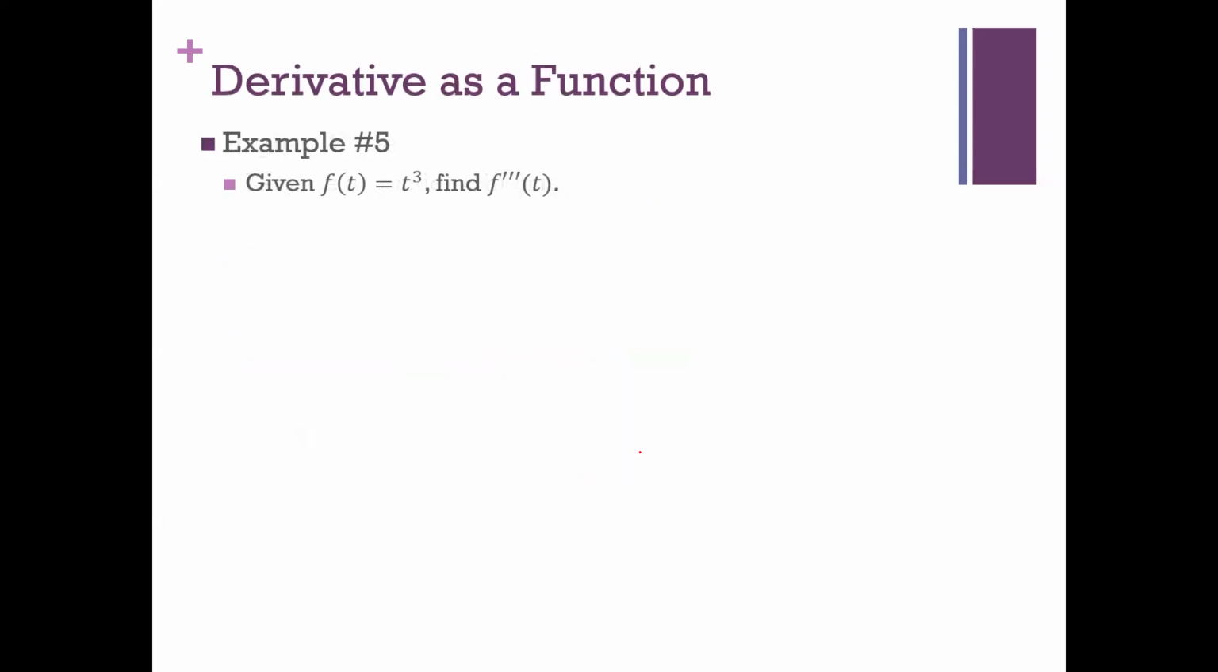So let's find some. I have f of t equals t cubed. I want to find f triple prime of t. That's a polynomial, so I'm telling you it's differentiable everywhere. So if I want to find f triple prime of t, what do I have to do first? I've got to find the derivative. So what can I call that first function I'm going to find? F prime of t. So f prime of t is equal to the limit as h approaches 0 of f of t plus h minus f of t all over h.